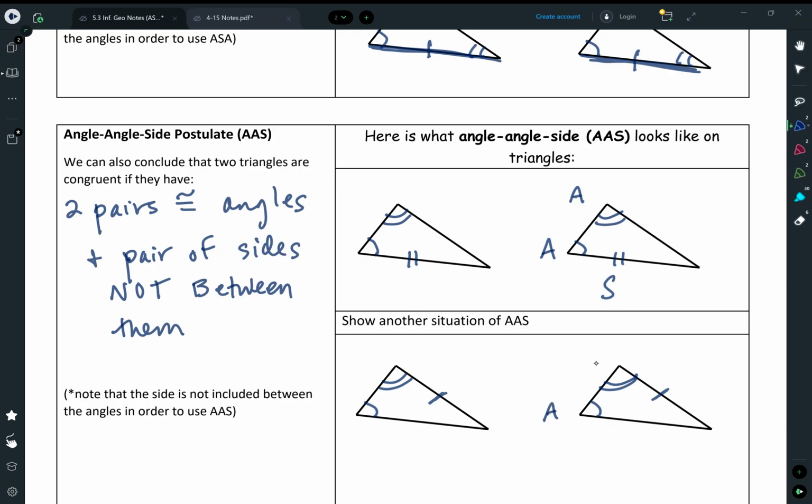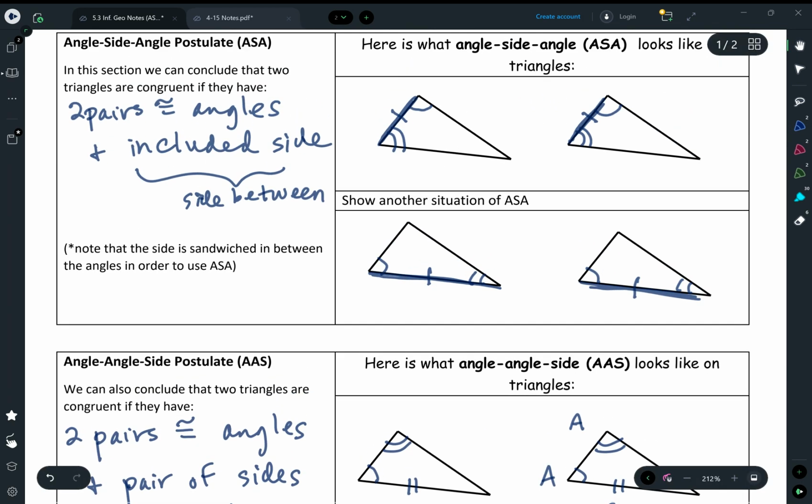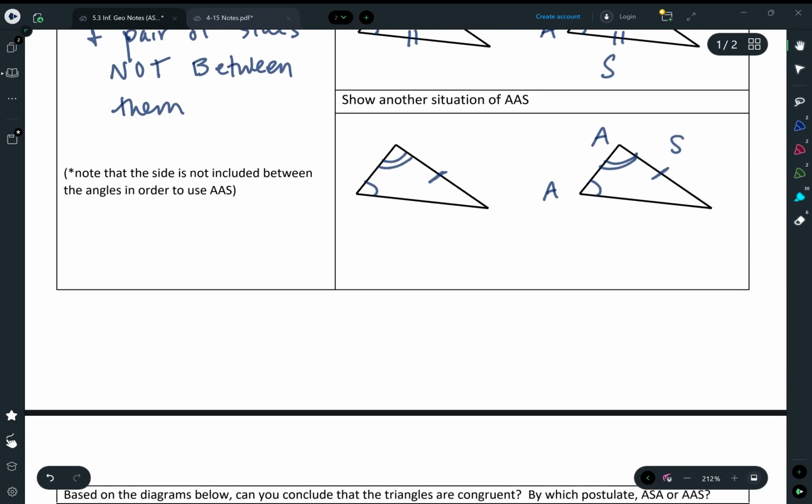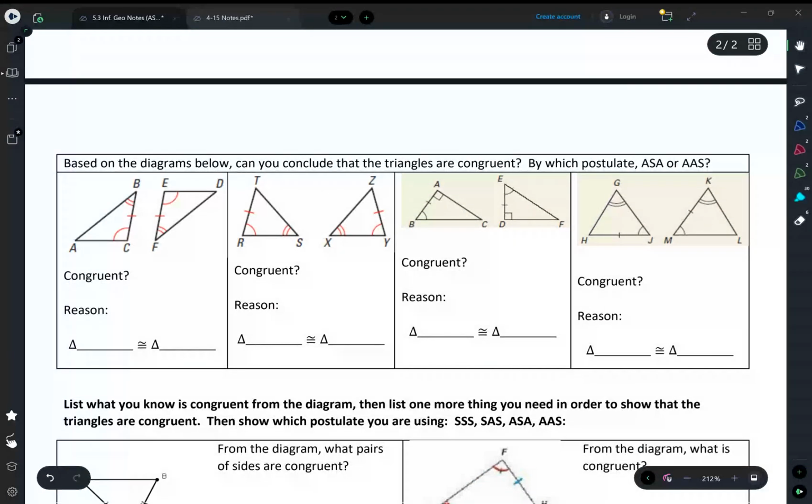And this one would be angle angle side as well. I kind of like doing that with the letters. I'm going to go back up to the top and do that as well. So with our first one, it was an angle and then a side and then an angle. And same thing down here, an angle and then a side and then an angle. So the side was between them. And now we're looking at the side not being between them. So we're going to practice using this. So we'll start out again like we did on our notes yesterday, looking at some triangles and trying to decide if they're congruent or not.